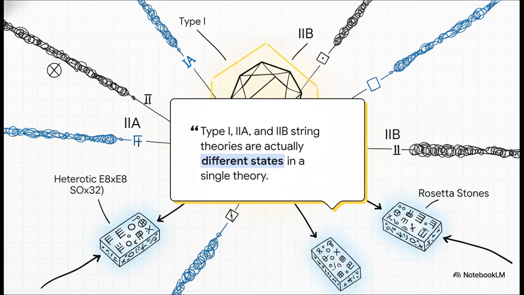It meant that the 5 different string theories physicists had come up with weren't really separate at all. They were just different ways of looking at one single underlying framework, what we now call M-theory. D-Branes were like the Rosetta Stone that let us finally translate between all these different perspectives.